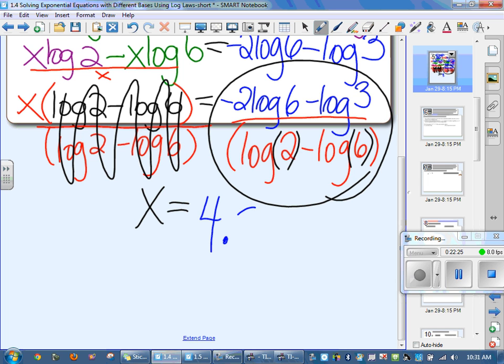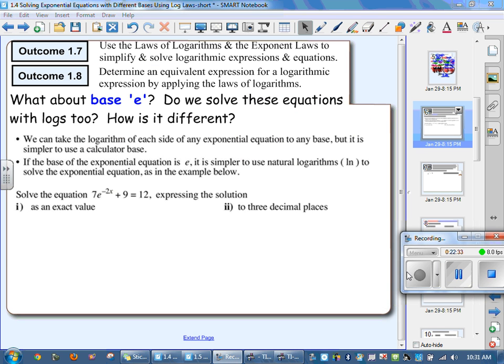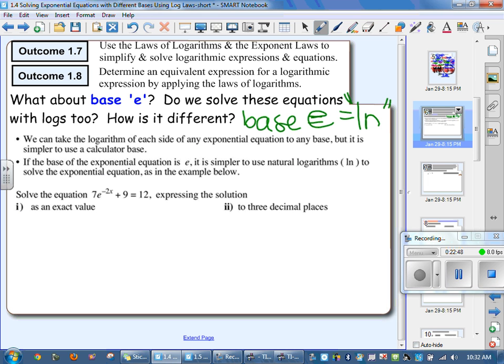Now we're going to learn how to do the same thing with base e. So to solve these, since base e uses ln, instead of writing the log word, I'm going to write ln on both sides. Now what do you notice about this equation right here? There's a 9 on the end of it. It's saying, here's an exponential equation, all plus 9.